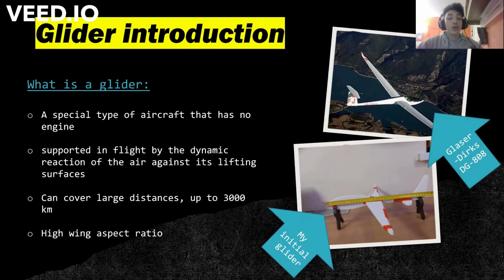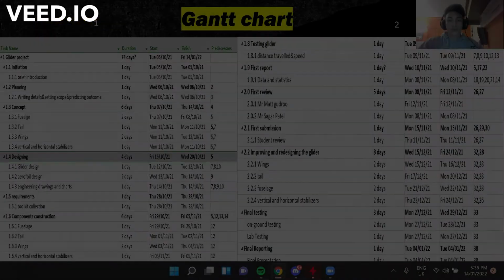What makes a glider unique and different compared to commercial airliners is its wing aspect ratio. Gliders have a high wing aspect ratio around 33, which means they are longer and narrower compared to conventional planes, which have a wing aspect ratio of about 9.5.